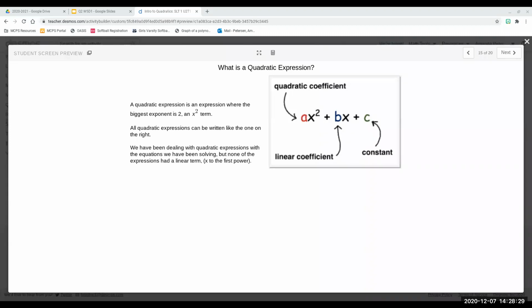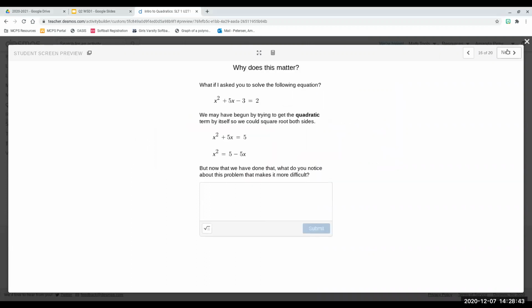We've been dealing with quadratic expressions with the equations we have been solving on live day 1, but none of the expressions have had a linear term, so none of them have had the x in it. So why does it matter?